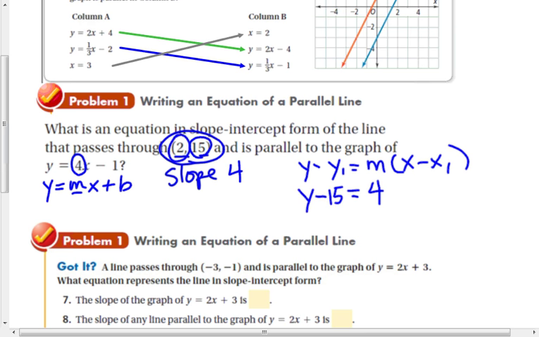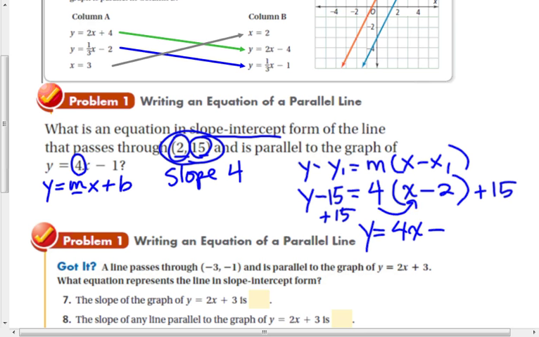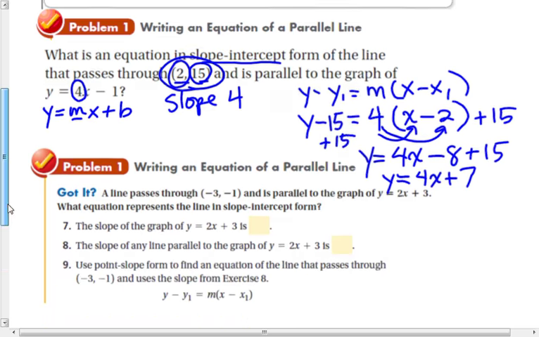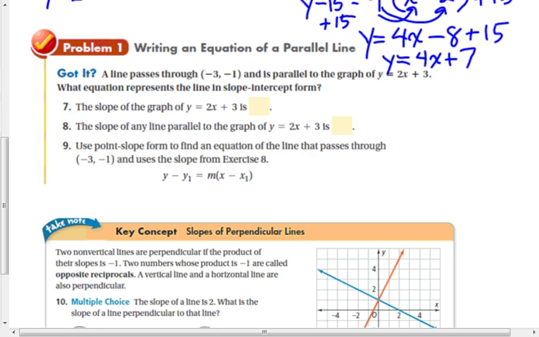Now, we need this equation to be in slope-intercept form, so we just need to solve it for y. Basically, we just need to add 15 to both sides. Now we have y equals, and I'm going to simplify it and use the distributive property: 4x minus 8, and then add 15 to that. Minus 8 plus 15 is 7, so y equals 4x plus 7. All right, go ahead, you try that. I'll check back with you.